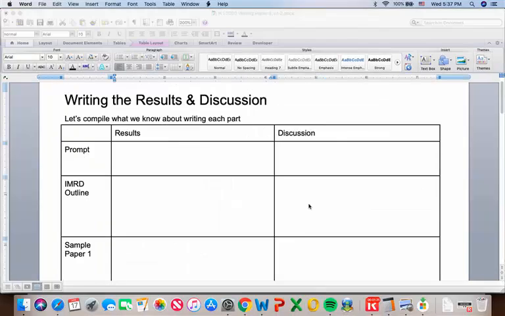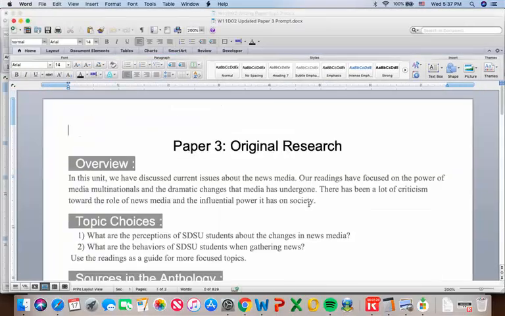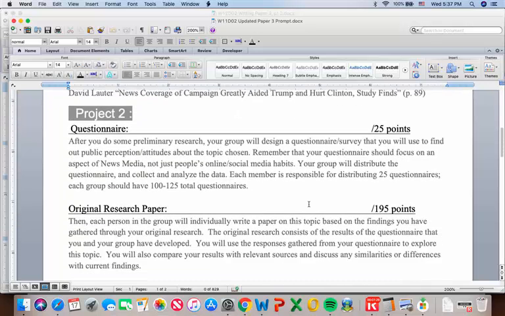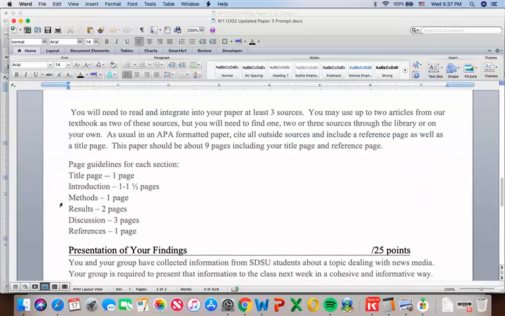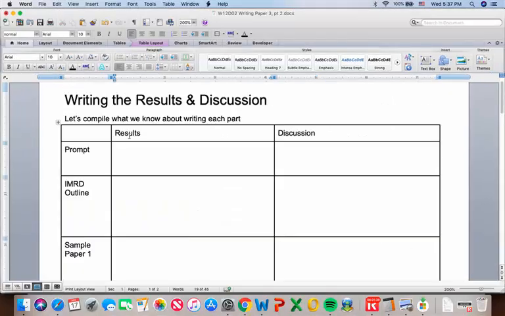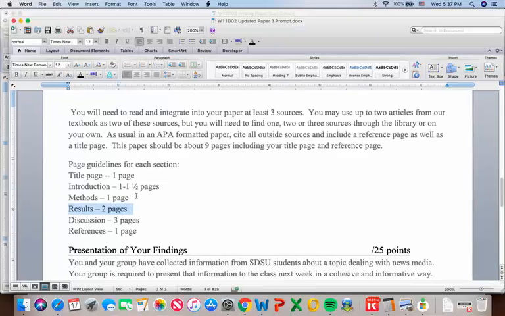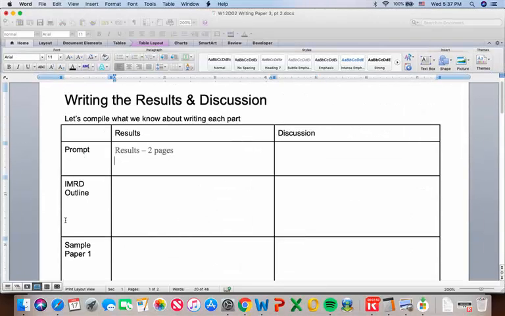So what I'm going to do is look at the prompt and see what we can learn about actually writing the results in the discussion section. That's going to be really important. One of the first things that's going to be important is just looking at the page count. So I'm here on the second page and I'm taking down the information about how many pages are going to be in each section. So the results section is going to be 2 pages. The discussion section is going to be 3 pages. So I'm putting that in the table, so we have that there for reference.